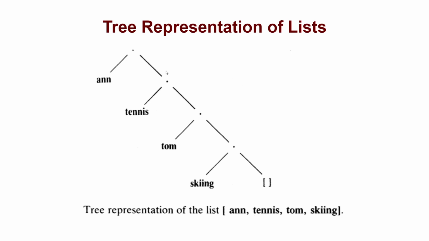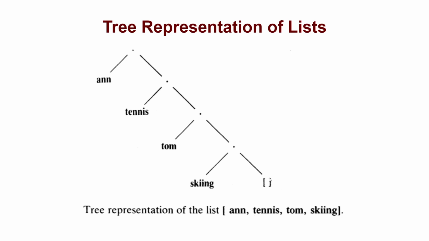And if we break down the tail of the original list, we see that it is another list, whose head is tennis. Now we're analyzing only the list tennis, Tom, skiing. The first element of this list is tennis, and the right child is the tail of this tail, which is another list whose elements are Tom and skiing, and so on. We keep on doing this: here the first element is Tom, and finally, in the last tail, the first element is skiing.